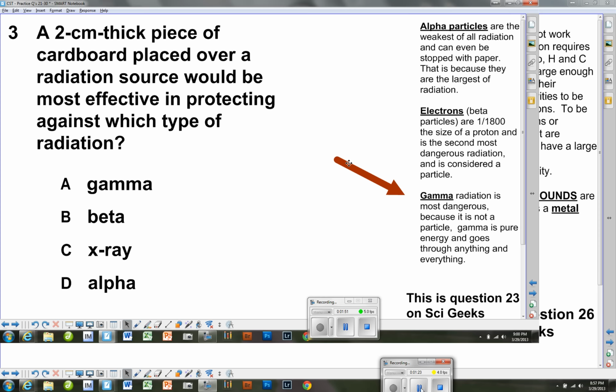And here on this question you can see the things that you need to know based on the answers that you see. You know that each one of those is going to be questioned, or possibly questioned on the CST that you actually take. So you'll need to know about alpha particles and beta particles. These two guys are actually particles. This is pure radiation, as is the X-rays. So your most dangerous is gamma, because it can go through anything.